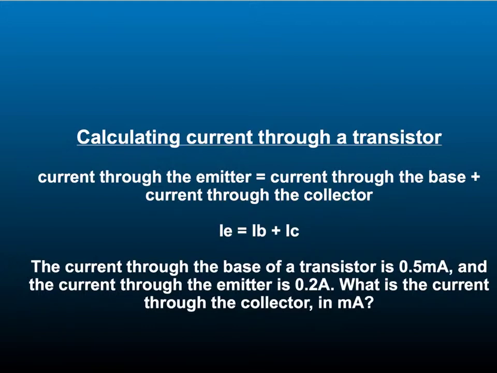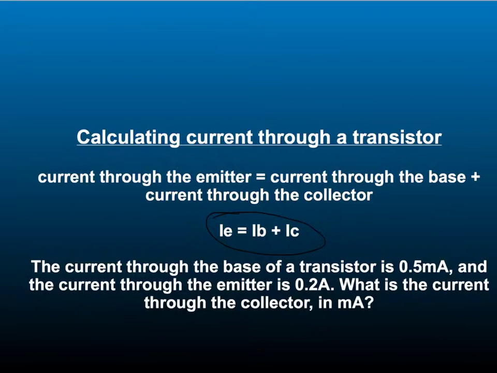In this example, we've got the current through the base of the transistor is 0.5 milliamps and the current through the emitter is 0.2 milliamps. What is the current through the collector in milliamps? To answer this question, we need to start by writing down what we know. We know that we are using this equation.